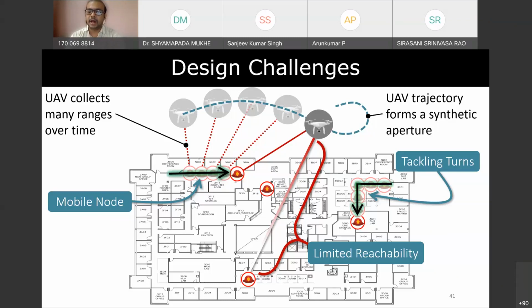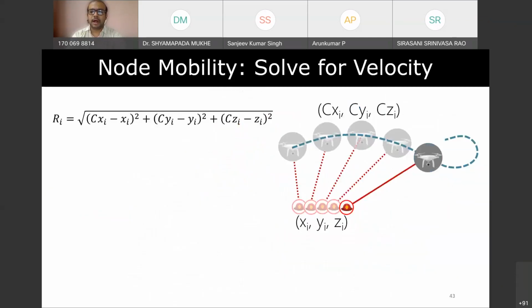Okay, so let's see how our solution tackles most of these problems, or all of them, to a certain extent. We'll talk about the mobile node problem: how we are solving the equation for this unknown location. At a certain point of time, let's say at time ti, the location of the first responder is xi, yi, and zi, and the drone's location is cxi, cyi, and czi.